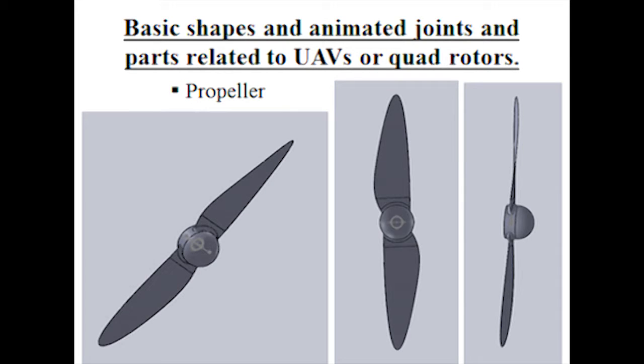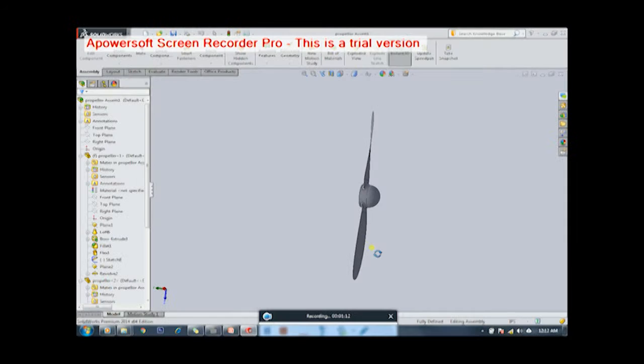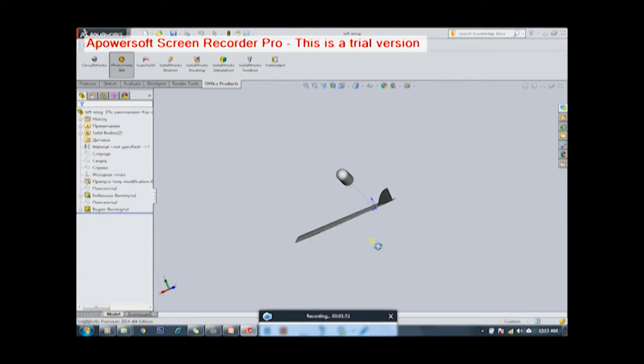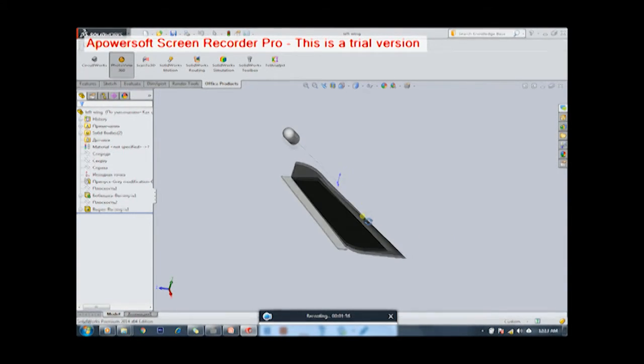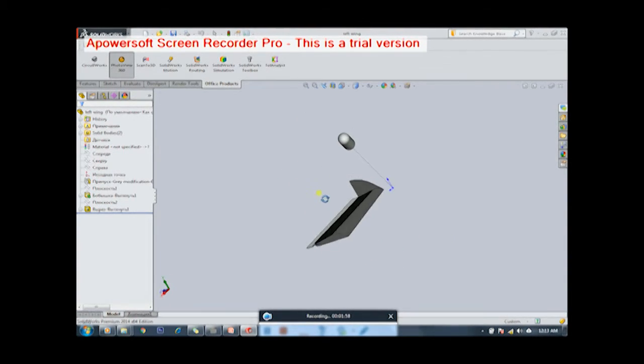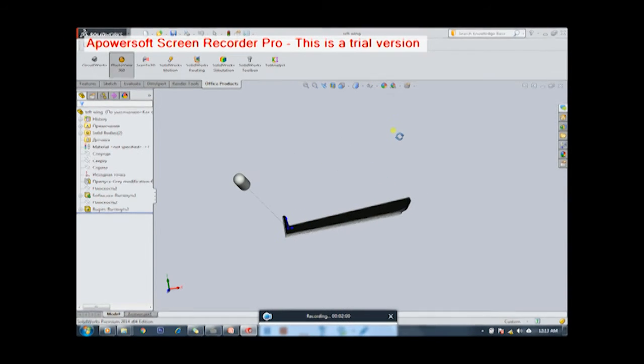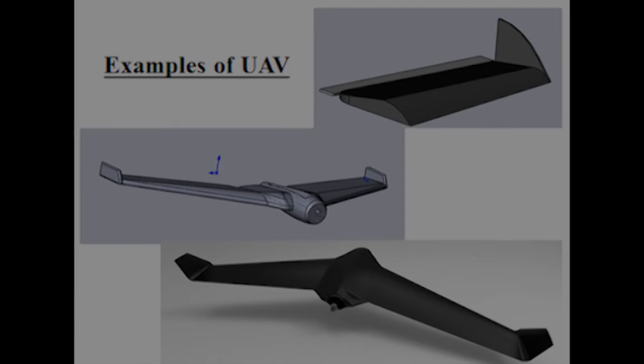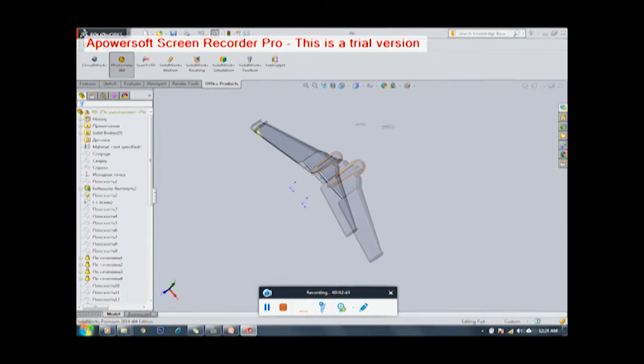Next one is basic parts of a UAV. These are the different views of the propeller. This propeller is designed in SolidWorks using the loft feature and the 2D profiles. Next is the UAV wings. These UAV wings are also designed using 2D sketches in different planes and by loft features. These are some examples of the UAV designs.